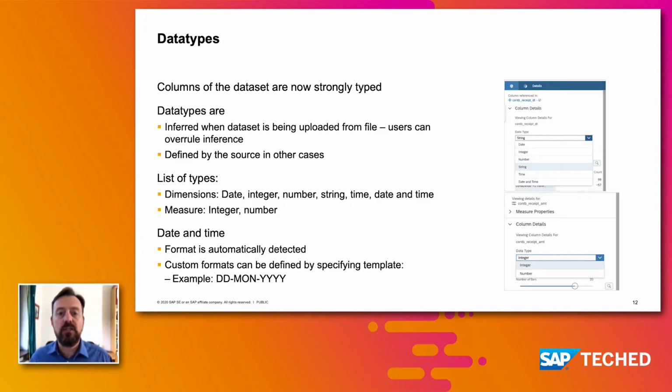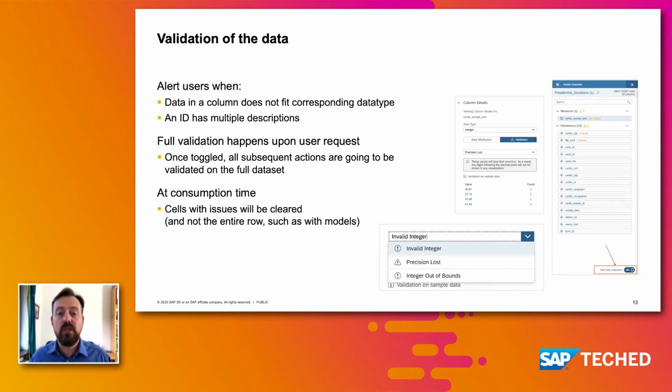So if we look at data types, they're strongly typed, and the new Wrangler is much better at guessing data types than it was before. The Smart Wrangler is very, very good at guessing date data types. Validation is strengthened. It now only blacks out individual cells instead of entire rows.